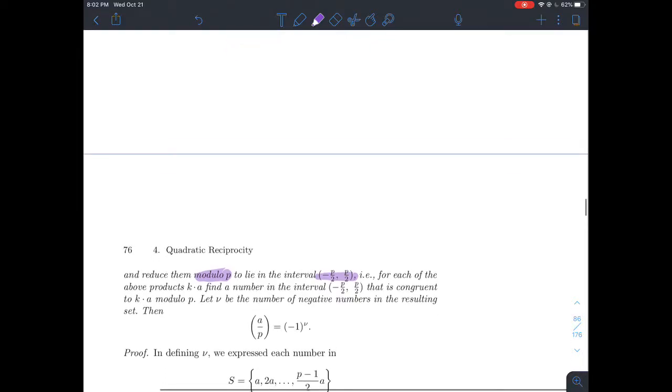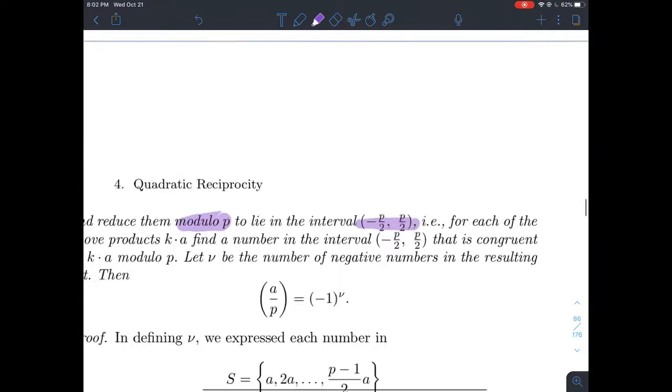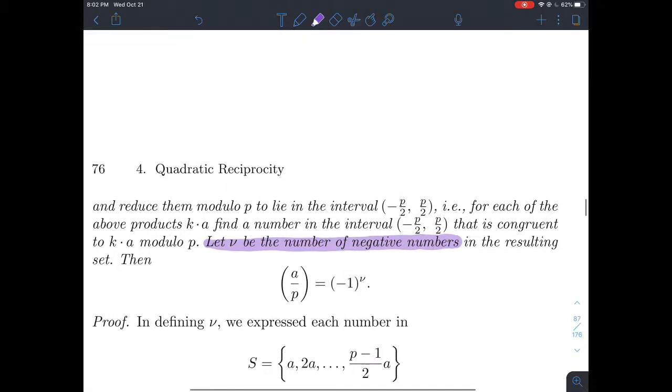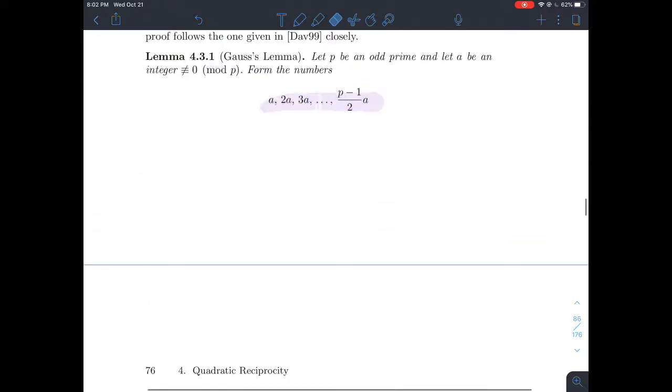I've got this list now again, and they're all numbers from minus P over 2 to P over 2. What we're going to do is go through our list and count how many of those numbers are negative. I'm going to denote that by this Greek letter nu. Then the magic is that the Legendre symbol of A mod P is just minus 1 to the nu power. There's a lot going on in that theorem. It's pretty abstract. Let's do a concrete example just to see what's going on, see if it should work out.